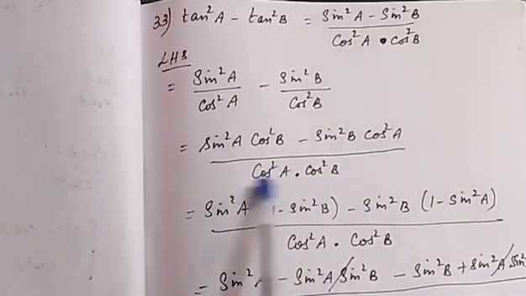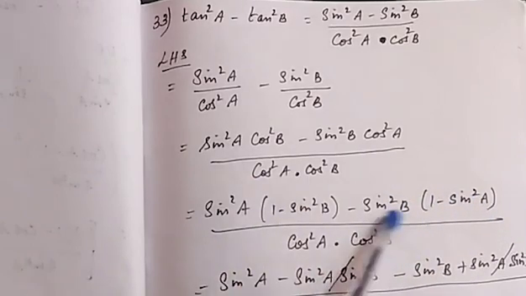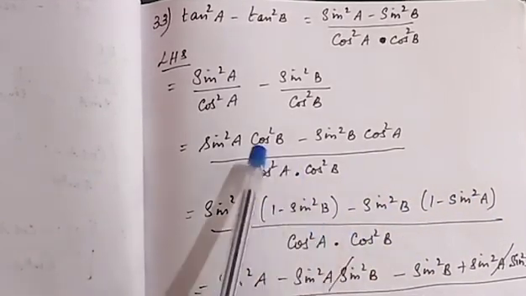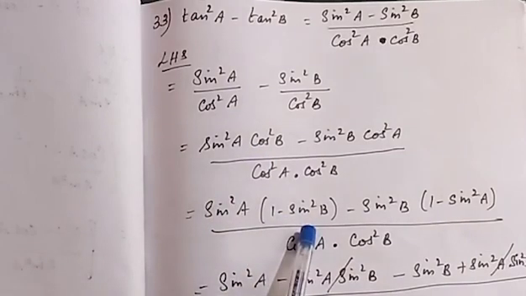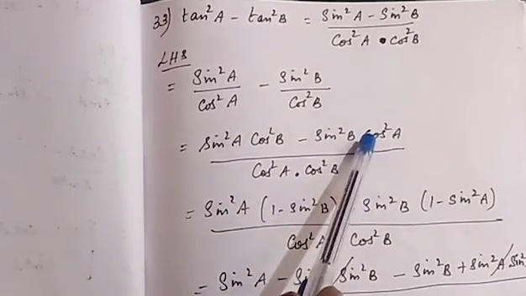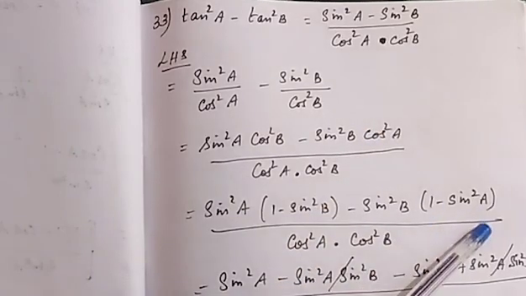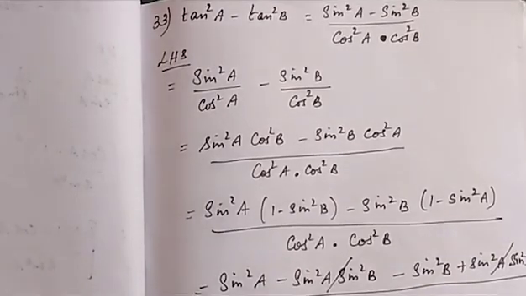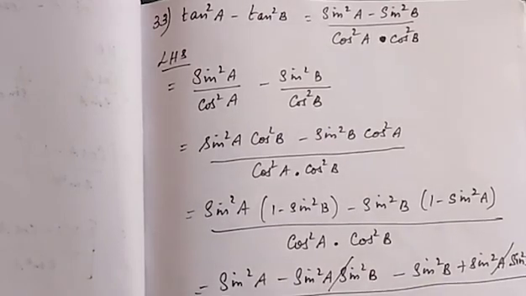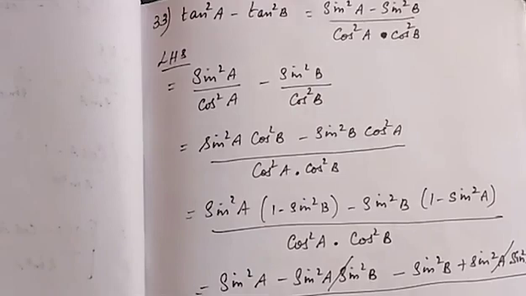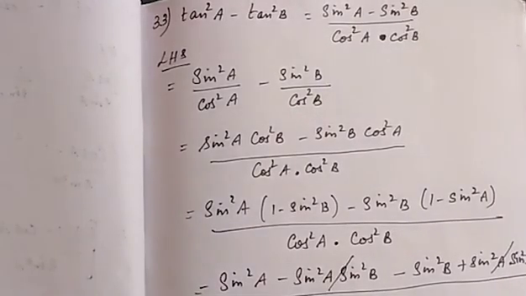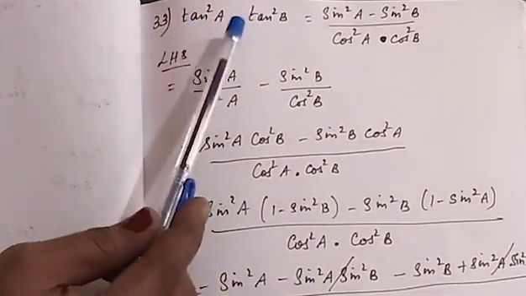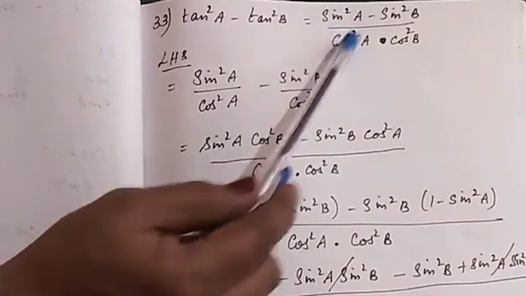So, the denominator we got it. Now, we have to see the numerator. Okay. So, cos squared B, can we write 1 minus sin squared B? Same way, cos squared A, you can write 1 minus sin squared A. Now, multiple and cancel the plus and minus. You will get sin squared A minus sin squared B upon cos squared A into cos squared B. That is right hand side. Left hand side is equal to right hand side. Hence, prove.